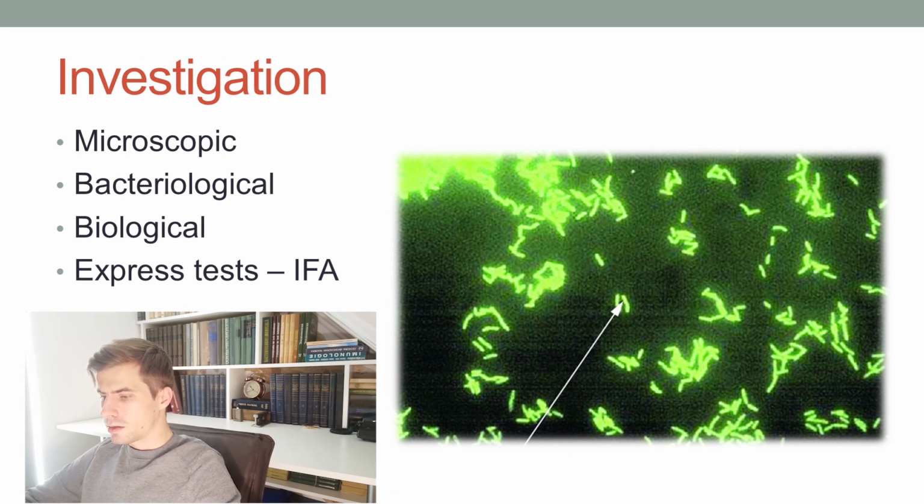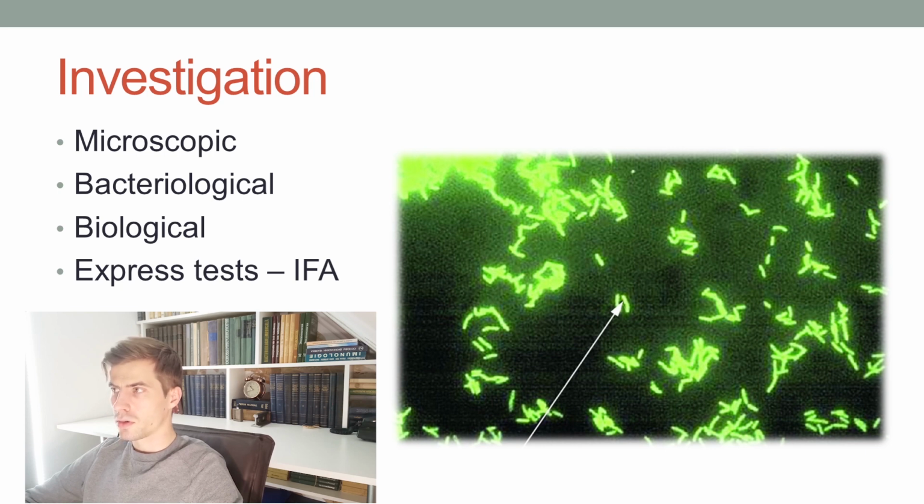Regarding investigation, we use a few methods. The first one is microscopic, so we just need to take the sample from the wound and find the gram-positive bacteria, rod shaped, and some of them will be with spores.